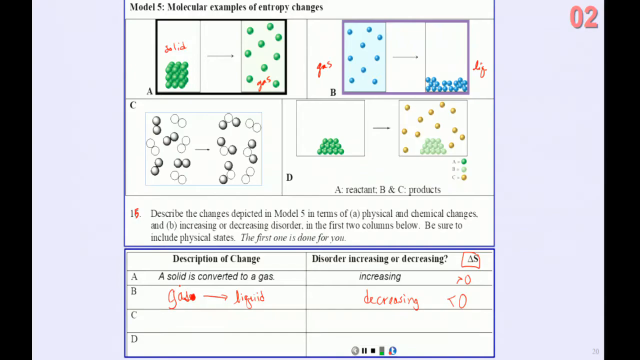And the third example, letter C, is harder for us to figure out because we don't know what to look at. It's not just solids and liquids and gases. Takes us some more thinking. Let's come back to it.